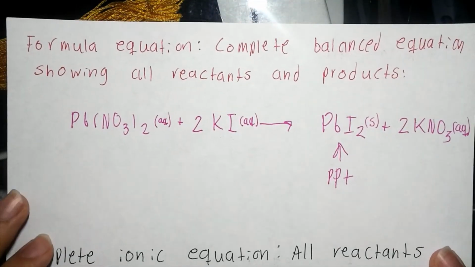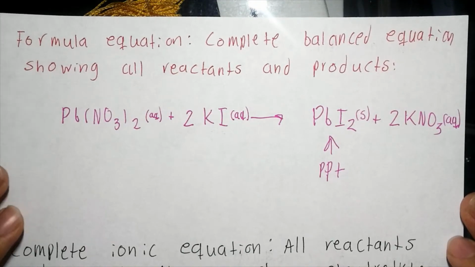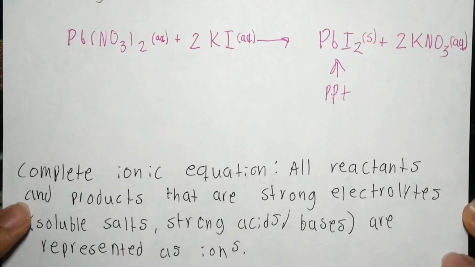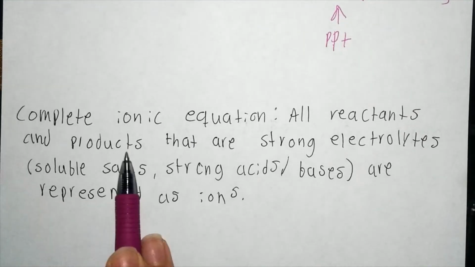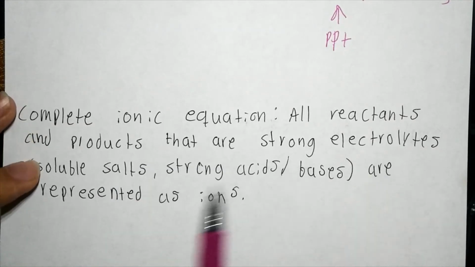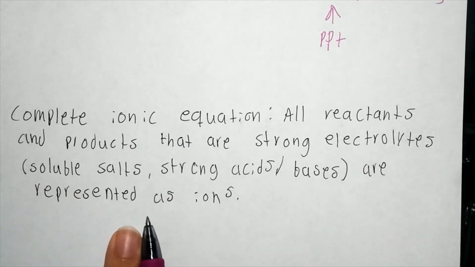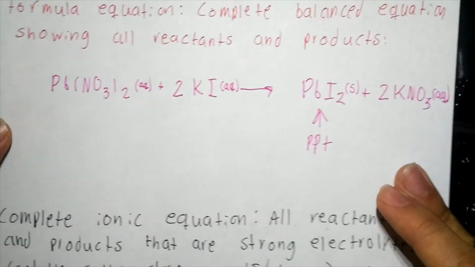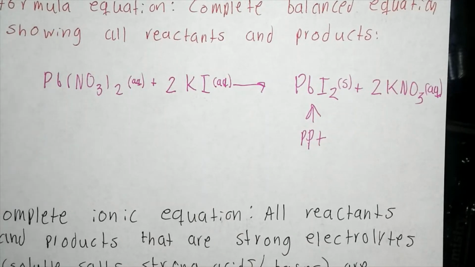Okay, so that's how you would write a formula equation. You all should be very familiar with it. This is not an actual representation for what is going on in the reaction, however. For that, you would use the complete ionic equation. So the complete ionic equation has all the reactants and products that are strong electrolytes. Strong electrolyte just means soluble in water, or it's a strong acid or base, and these are going to be represented as ions. So you're going to take every component in the original formula equation that's aqueous or soluble in water, and you're going to split it apart into its respective ions.